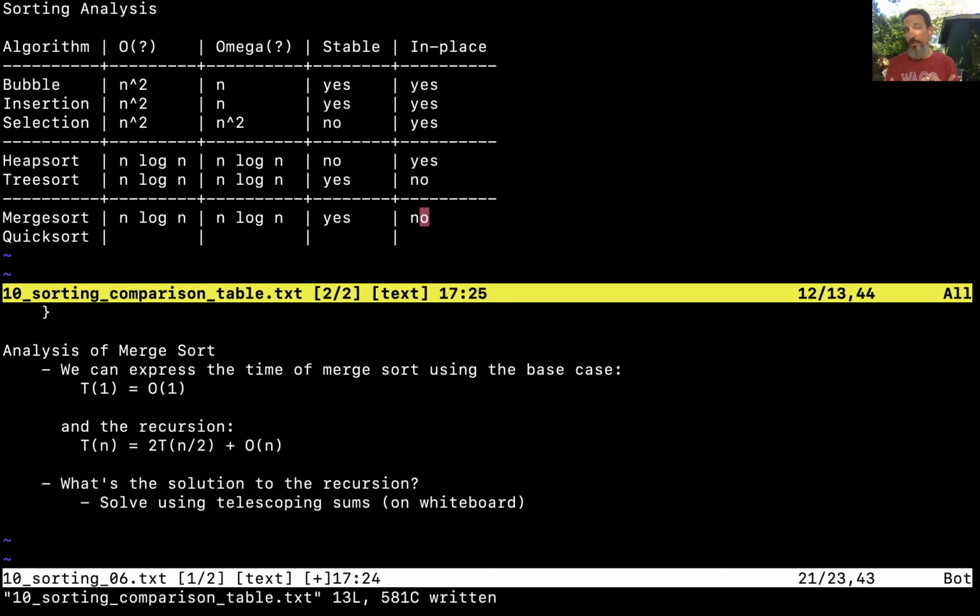That's the analysis of merge sort. And I hope that clarifies for you why this is an n log n algorithm. Not only an elegant algorithm, but also a fast algorithm. Next time, we'll start talking about quicksort.